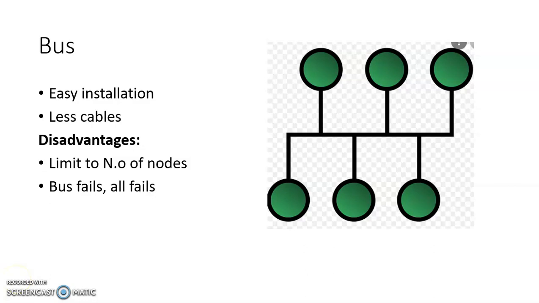Moreover, there is also a limit to the number of nodes that can be attached to this network. If you keep on adding more and more computers, the network will eventually slow down and it won't be able to withstand the pressure of the data traffic.